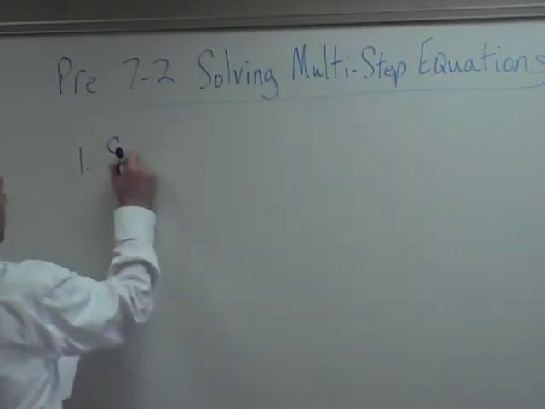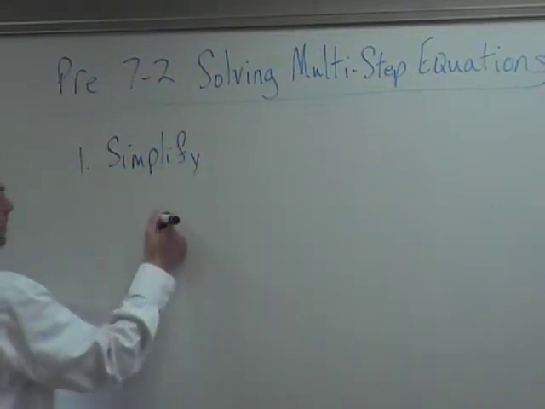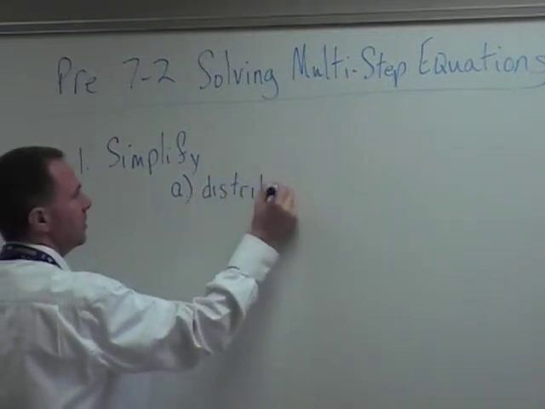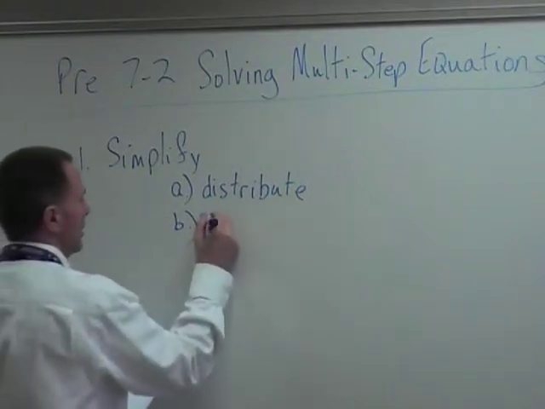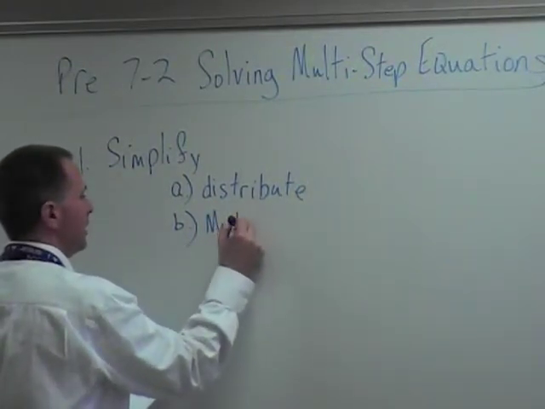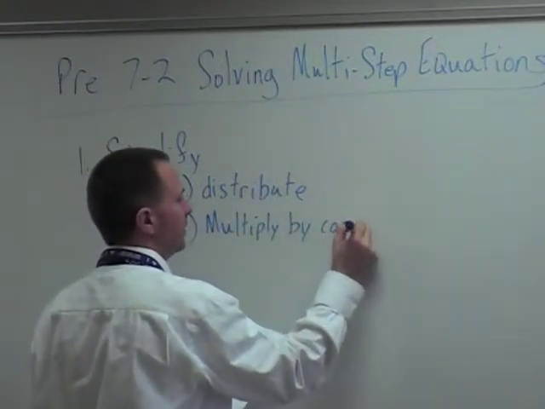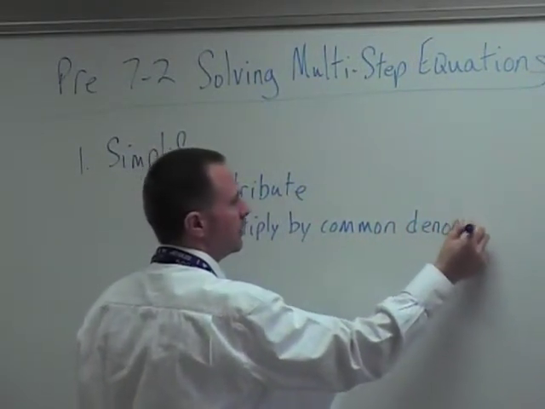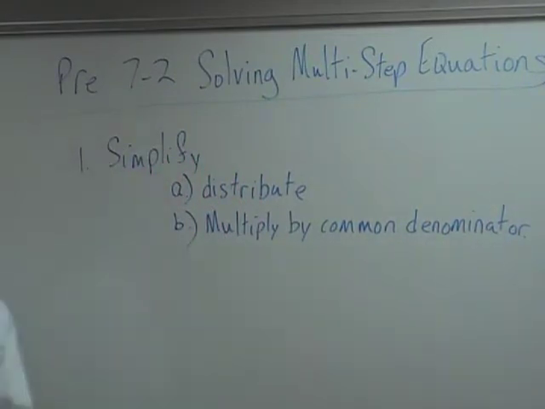Step 1, simplify. That means distribute if you have to, which you did yesterday on some of your problems. It also means what we're going to show you today, multiply by a common denominator. If you have a fraction in your problem, you want to get rid of your fractions, we multiply by common denominator. You already know how to do that.